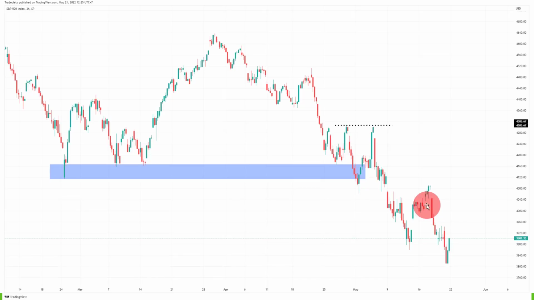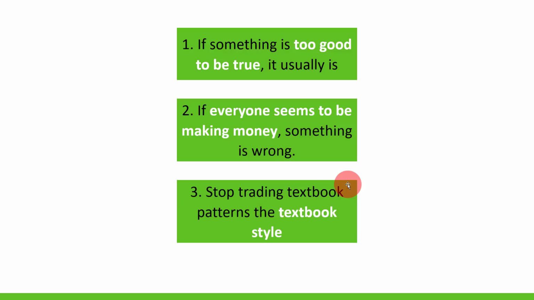So we've looked at crypto and also at stocks, and you can see a very common pattern. The best thing that you can do is look for the bigger picture and also look for really clear levels where everybody is going to trade and looking for a trade. And there are three very important principles that you can remember. First, if something is too good to be true, it usually is. If everyone seems to be making money, something is really wrong.